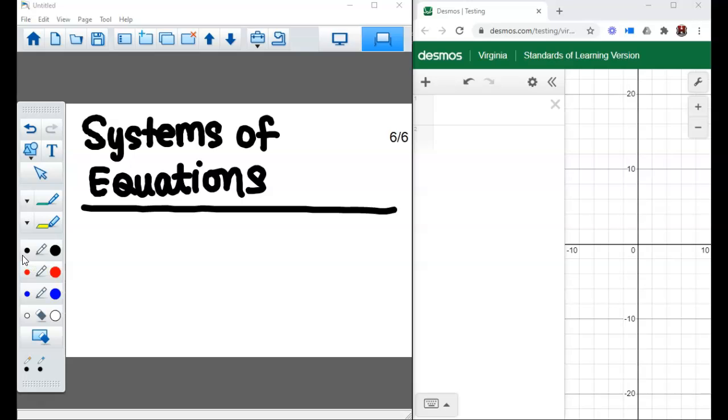All right, now here's what you need to know. A system of equations is two equations on the same graph.